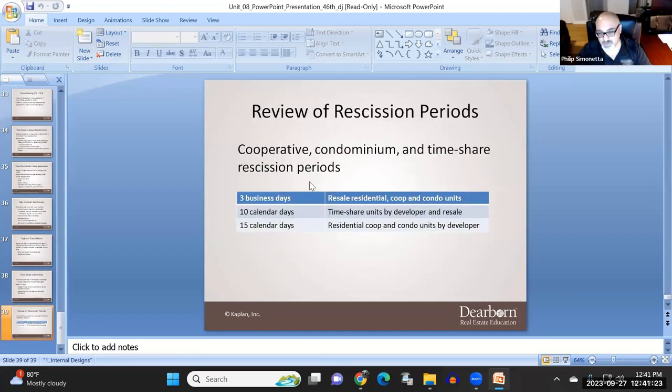Now let's review. This is very important. You've got to know this. Review of rescission periods. You have the cooperative, condominium, and timeshare rescission periods. Three business days is a resale of a residential co-op and condo unit. 10 days is a timeshare sold by a developer or a resale. That's your time to cancel. And 15 calendar days is a residential co-op or condo by a developer. So if you're buying a new one from a developer, 15 days. Good on that? Perfect.